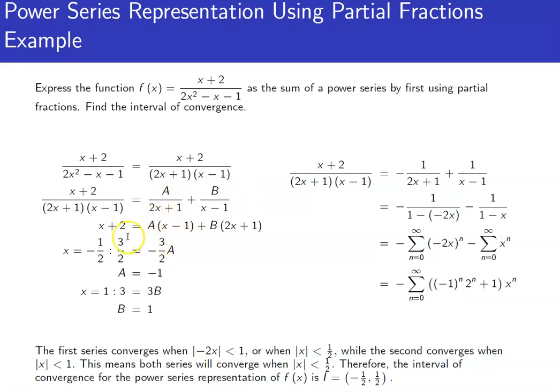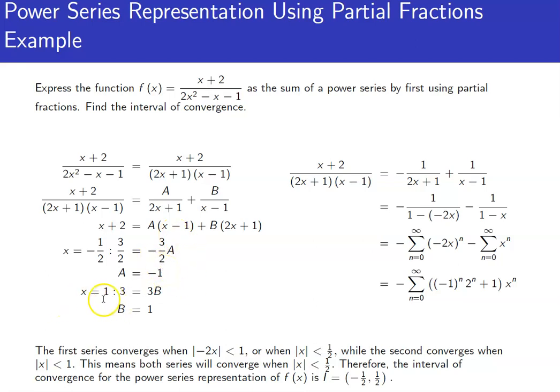Clear our fractions here. The numerator x plus 2 has to be a times x minus 1 plus b times 2x plus 1. This equation has to be true no matter what we plug in for x. So I might as well pick some convenient values for x instead of setting up a system of equations. One convenient value for x is negative 1/2 because it'll make this term go away. If I plug in negative 1/2 for x, I get 3/2 on the left-hand side. And we get negative 3/2 a on the right-hand side, so a is negative 1.